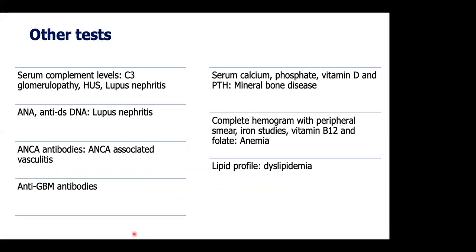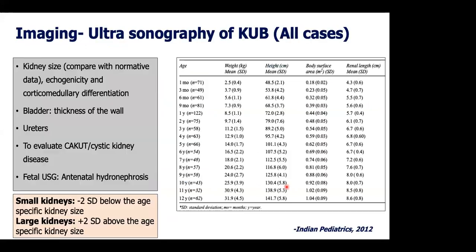Other tests are used for finding out the etiology, such as complement levels and markers of systemic vasculitis, and tests for the complications of CKD, which include anemia, mineral bone disease, and dyslipidemia, have to be done. One of the important tests to do in CKD is ultrasonography. It has to be done in almost all the cases.